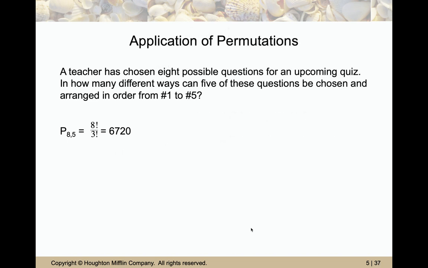So an application of permutations would be something like this. A teacher has chosen 8 possible questions for an upcoming quiz. How many different ways can 5 of these questions be chosen and arranged in order from number 1 to number 5? Okay, so we have 8 objects and we're going to choose 5. So that's going to be 8 factorial over (8 minus 5), which is 3, so 3 factorial, which is 6,720.